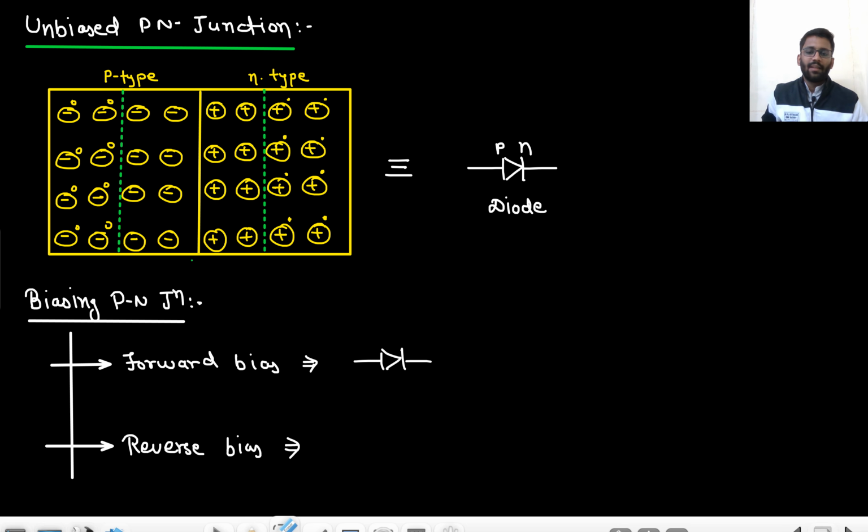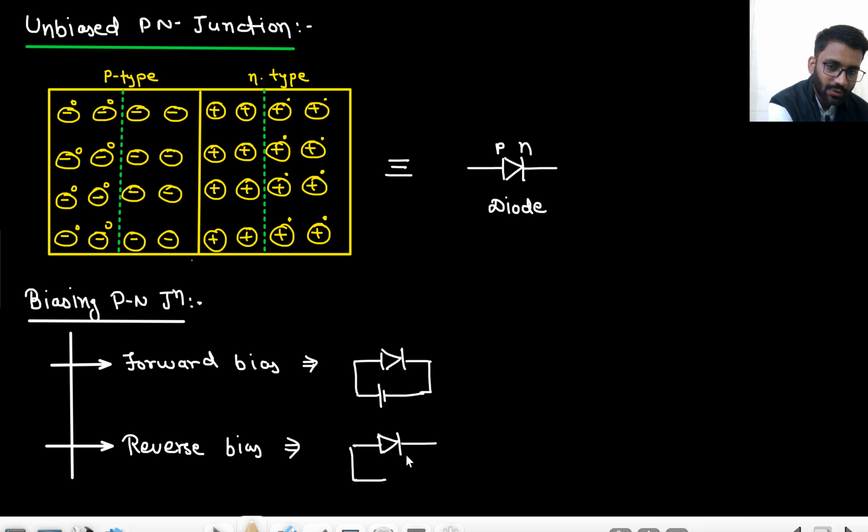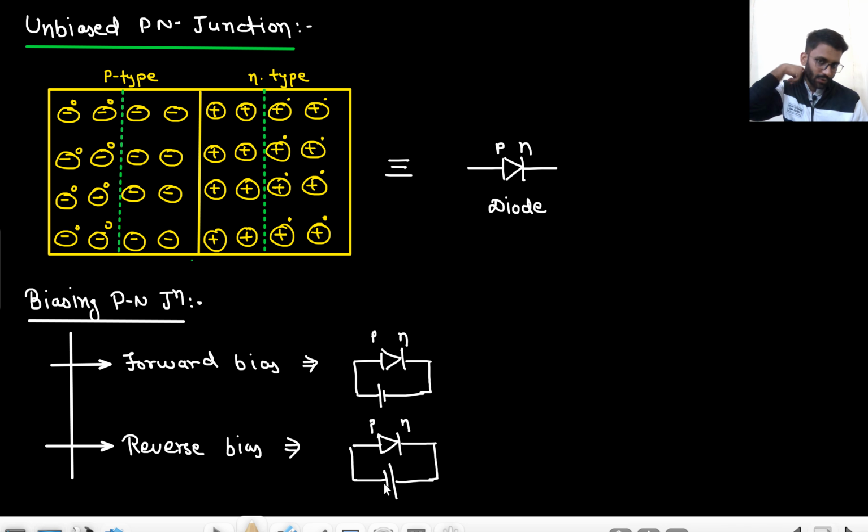Now we have to bias our PN junction diode. There are two techniques: forward bias and reverse bias. Forward bias means we connect the P type to positive and the N type to negative. In reverse bias, as the name suggests, P will be connected to negative and N will be connected to positive. Are you getting my point? P connected to positive and N connected to negative is forward bias, and P connected to negative and N connected to positive is reverse bias.